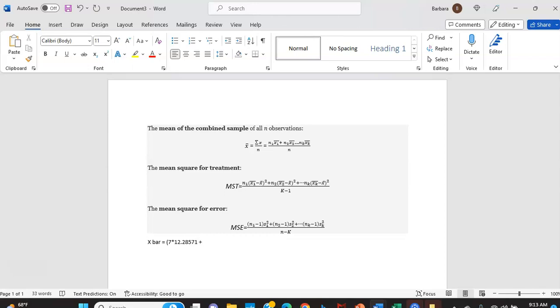On the top, we had 7 items in our first group. We want to multiply that times that mean. And then we had 7 items in our second group. Multiply that times its mean. And then we had 7 items in the third group, multiply it times its mean. And we're going to divide that by, since there were 7 in each group, and we had 3 groups, there were 21 items. All right, so we'll get that computation here in a minute. Now let's do the MST.